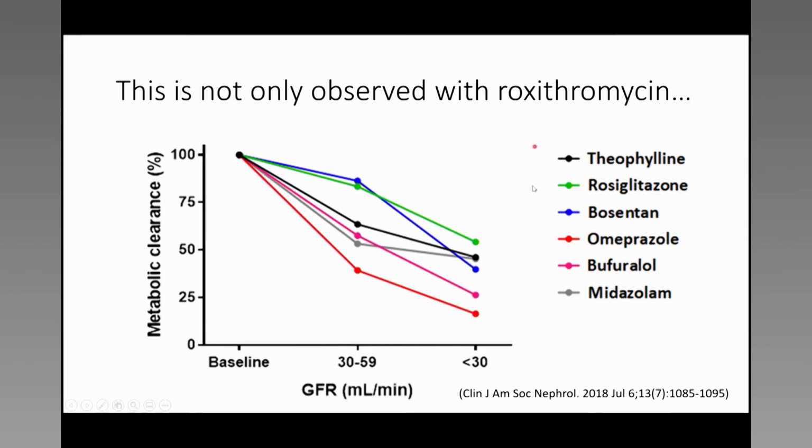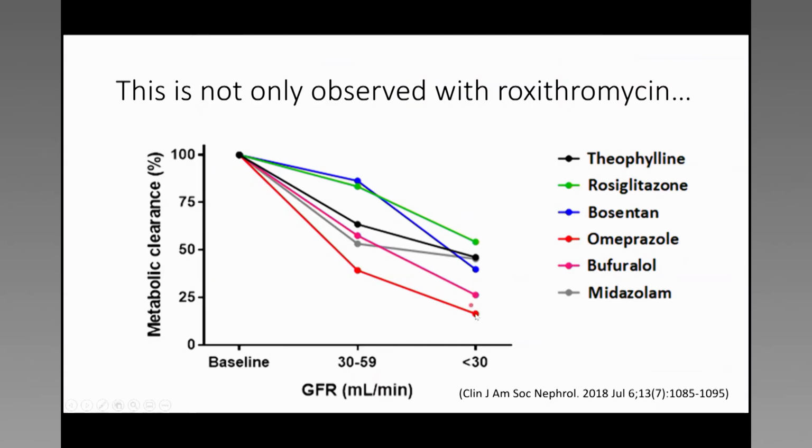Now, each of these drugs has been chosen because it's a probe for different enzymes. Theophylline, for example, is a probe for cytochrome P450 1A2. Rosiglitazone is a probe for 2C8. Bosentan is for 2C9. Omeprazole is for 2C19. Bufuralol is for 2D6 and midazolam for 3A4. So this is showing that for a number of different cytochrome P450s, this effect can occur.